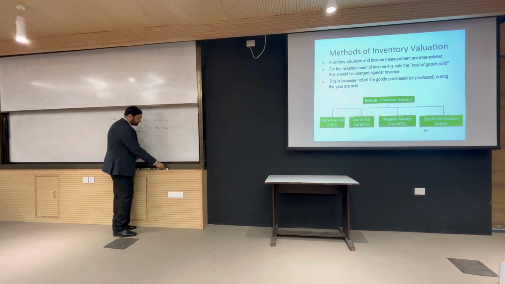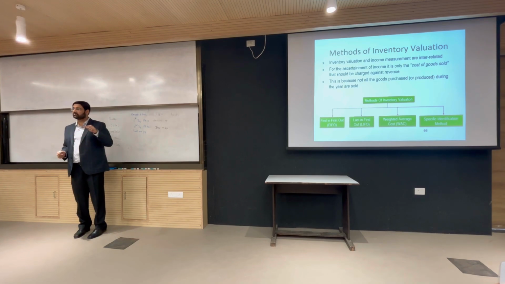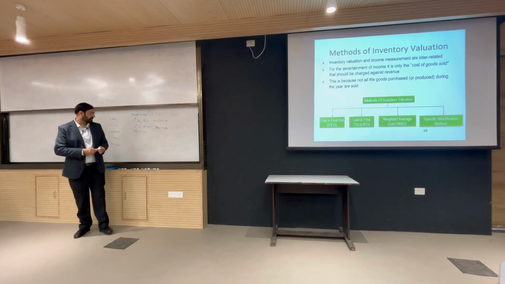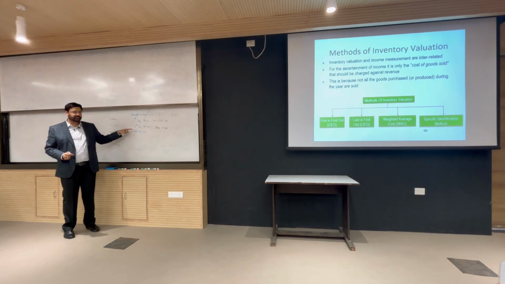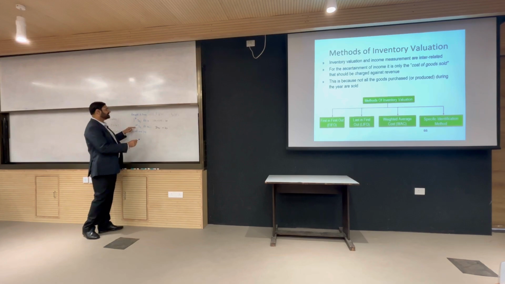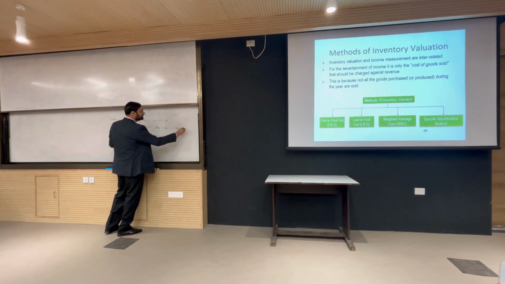Under LIFO, what is LIFO? Last in, first out. So, whatever came in last is sold first. Which came in last? First or second one? Second one. So, this is sold. So, if the second one is sold, which means cost of goods sold is how much? 20. Right? Cost of goods sold is 20.